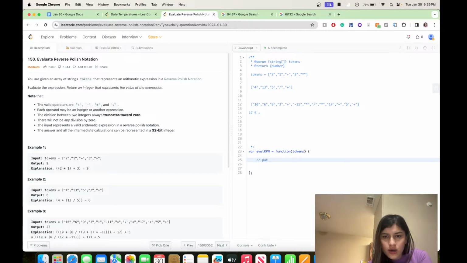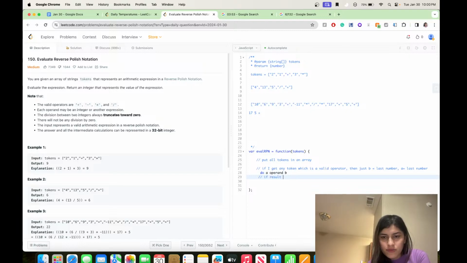So put all tokens in an array. We can say stack, but I'm just saying array because this is basically an array only. If I get any token which is a valid operator, then B will be the last number and A will be the last number, okay? And do A operand B.